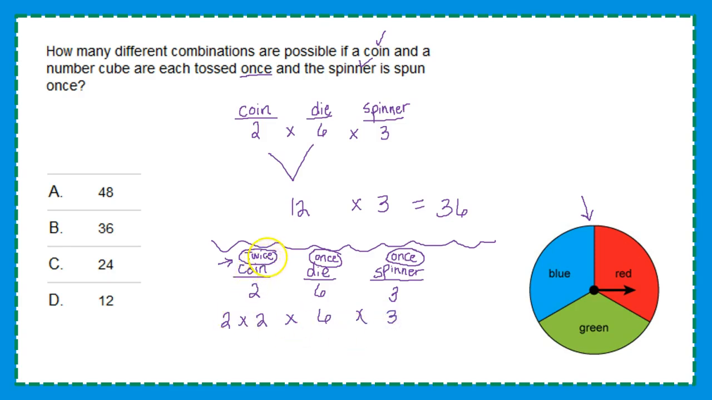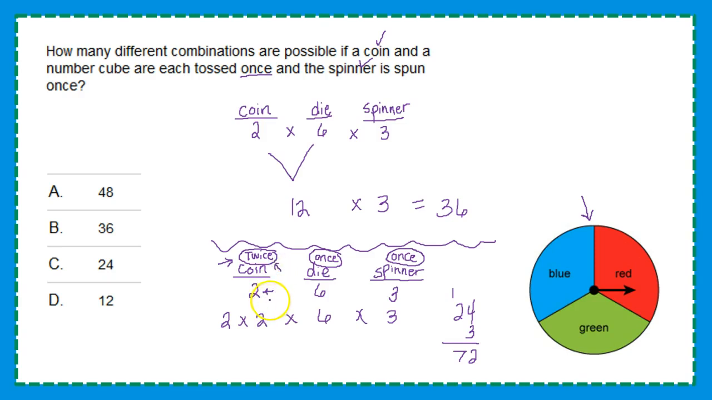Since it's tossing the coin twice, you're going to multiply 2 twice. So this one would be 2 times 2 is 4, times 6 is 24, times 3. So that answer would be 72. So that's what you want to look at. You want to look at the possible outcomes for each event and how many times they're doing that event.